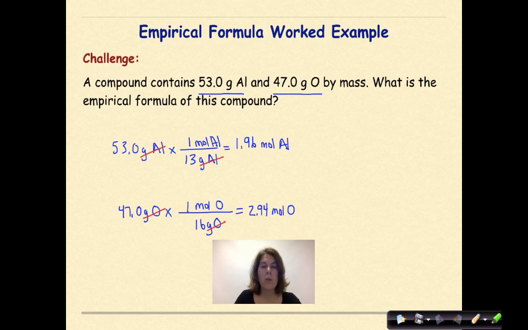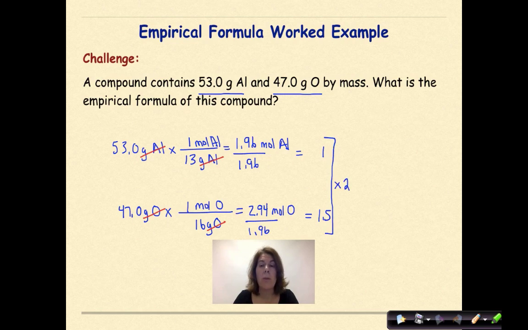We notice that it is aluminum, so we're going to divide both of these by 1.96. And this is going to equal 1, and this is going to equal 1.5. That's not a simple one to round up or down. We can't just say, well, I think I'll just round it to 2, because that's really not close to a whole number. So in this case, we need to take both of these values and multiply them by 2.